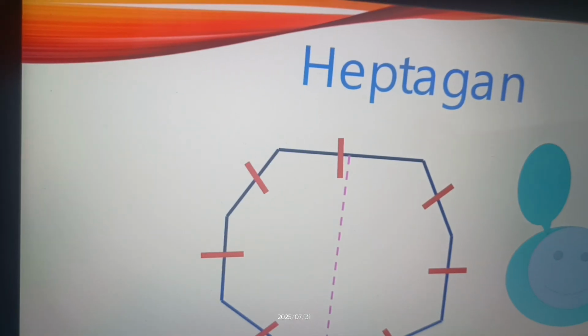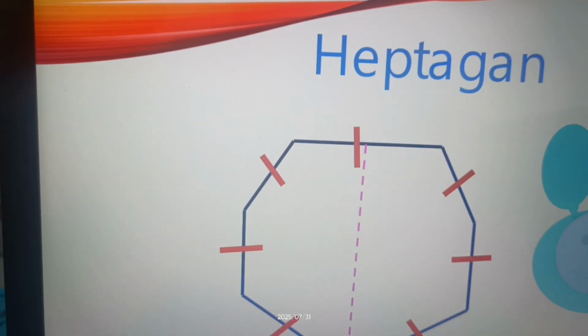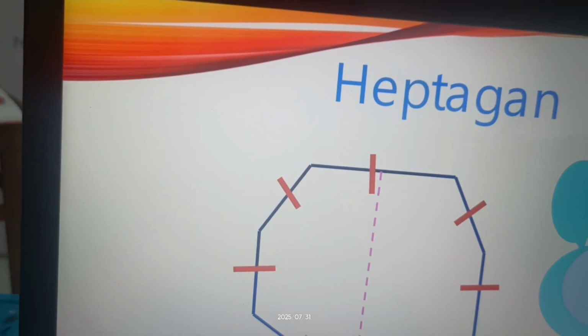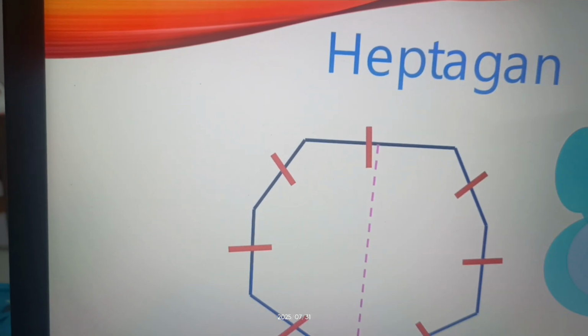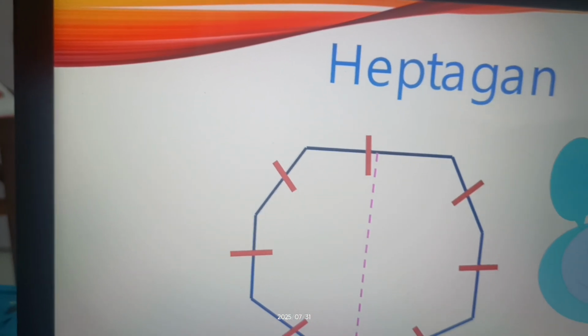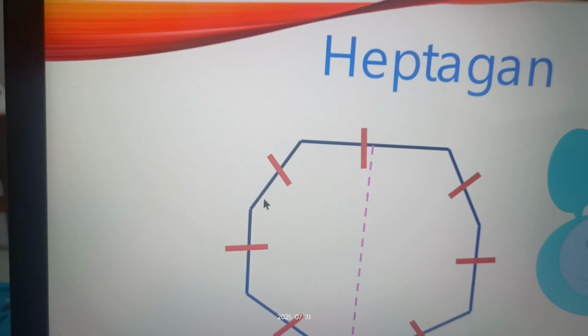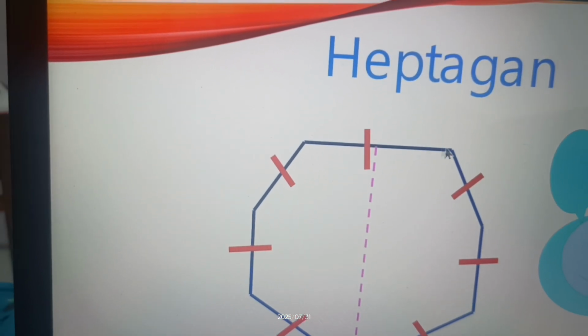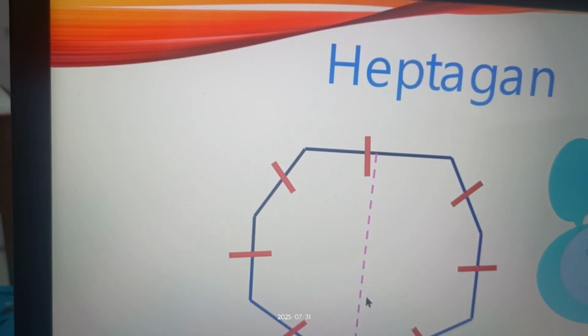When your teacher asks you to draw heptagon, you should remember you have to draw 7 sides but draw it symmetrically. Divide into 3 and 4. Draw 3 parts in top part, 4 parts in bottom part.